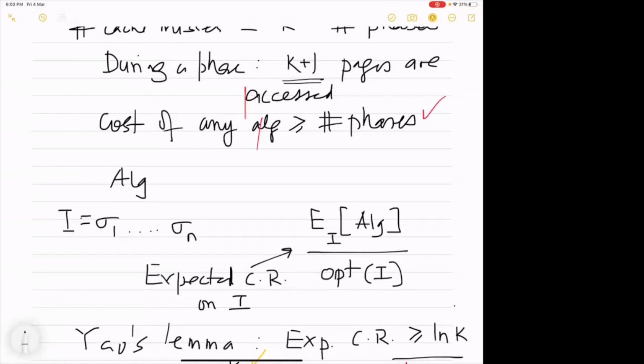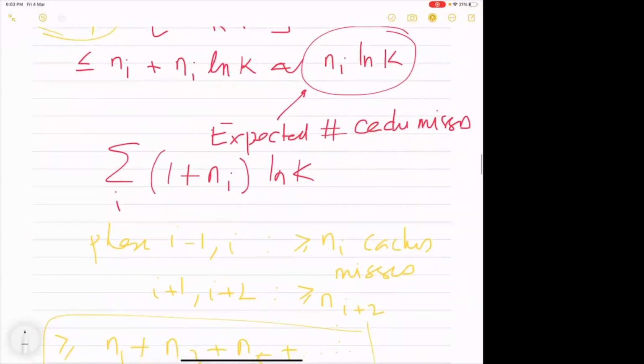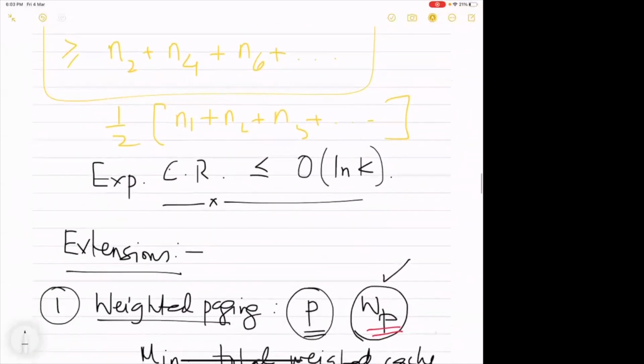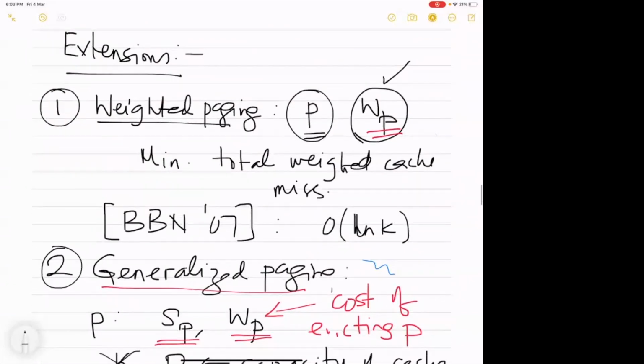But then we saw some ideas which said that if you allow randomization, then I can get something like log k. I showed you some of these proofs, or essentially some ideas. Towards the end, I mentioned some of the extensions. Two of these, weighted paging and generalized paging or caching, are classical. They have been studied for the last 20-25 years.